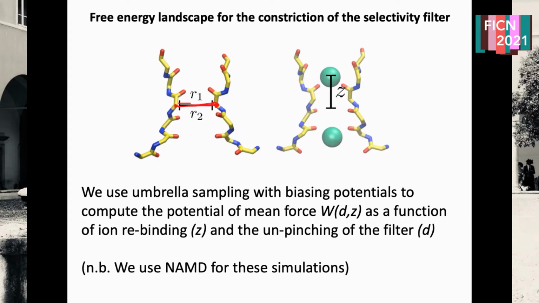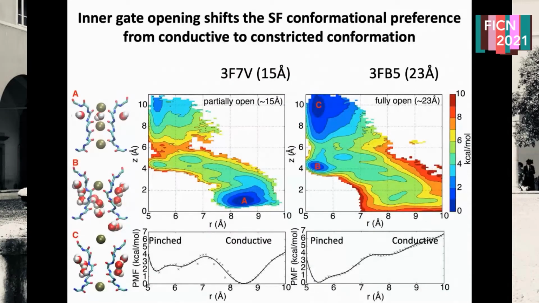We often do this as a 2-dimensional potential of mean force because this conformational change is highly coupled to the binding of an ion in a different site here. So we try to move the ion along the z-axis in the potential of mean force. When the activation gate is partially open, the filter tends to want to be around 8 angstrom, so that means it's conductive. This is the A conformation. And when you open the gate to, let's say, 23 angstrom, this conformation becomes less stable, and now you go pinched. The C conformation is more constricted like that.